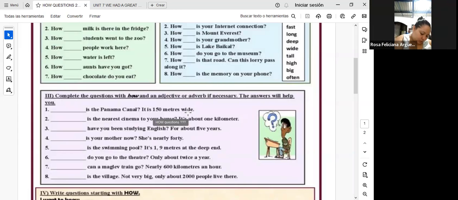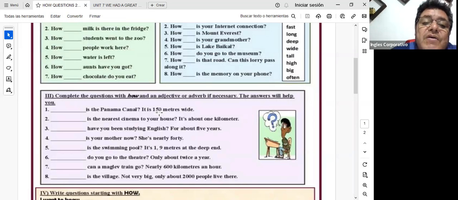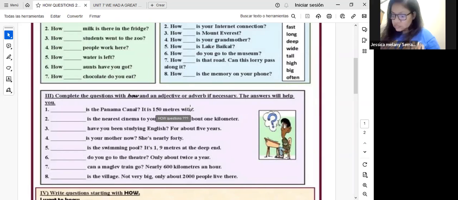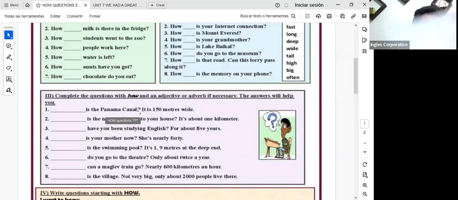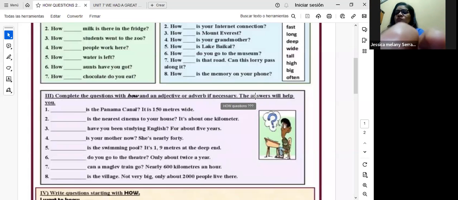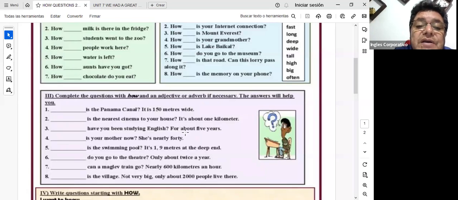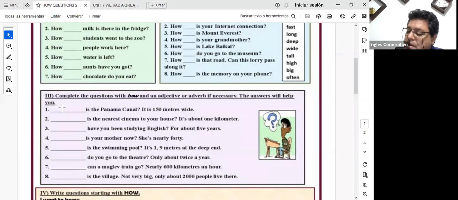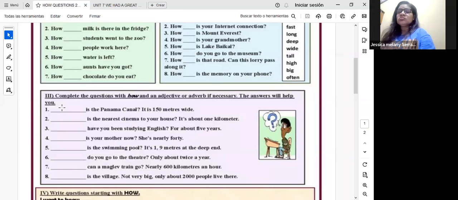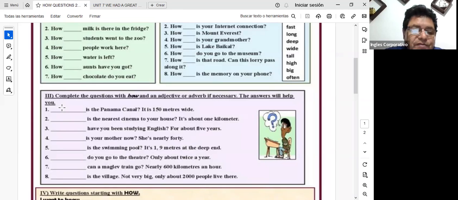Okay, remember, the answer is given here. How wide is the Panama Canal? Oh, it is 150 meters wide. So the question should be, how wide? That's why I'm telling you, read the answer first. According to the answers, the question: how wide. Answers first, and later you can read the question, before making the question. Please.